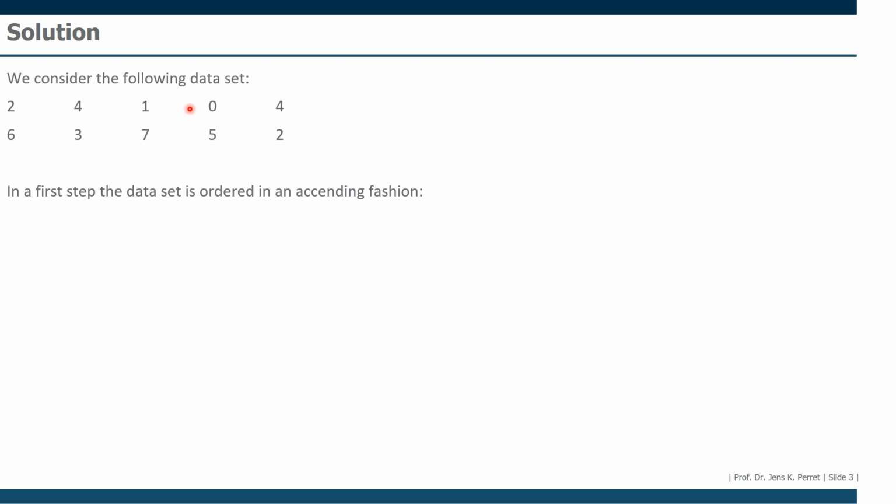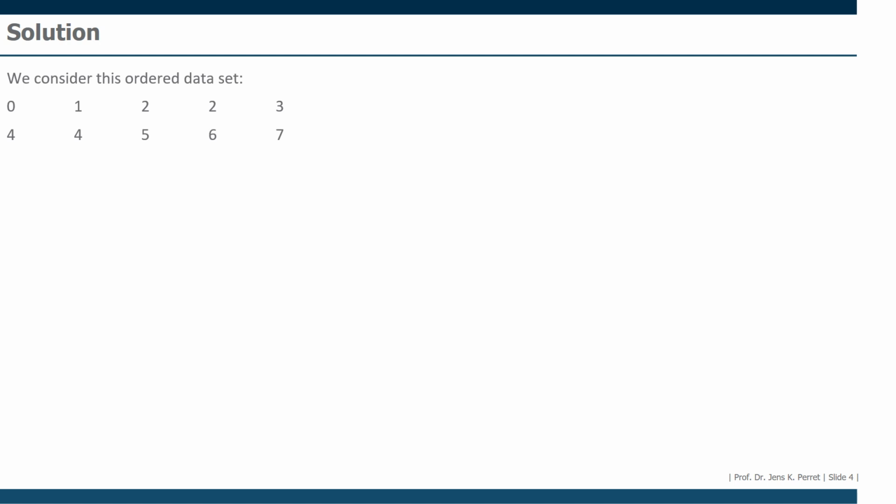We order this data set from smallest to largest number. So we start with the 0, 1, 2, 2, 3, 4, again 4, 5, 6, and 7. Based on this, it's easier to do part 1, the frequency table, but it will also be much easier to calculate the median. So let's continue with part 1, the real part 1, where we build our frequency table.